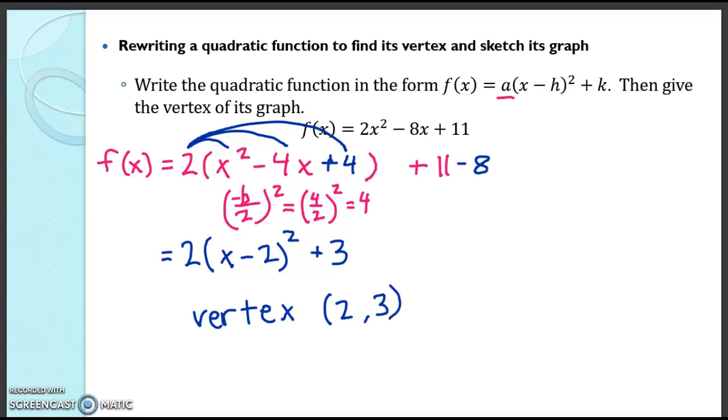Now, if this was a negative 2, we'd want to factor out the entire negative 2 and not just the positive 2, so that we could end up completing the square nicely as well and getting it into that vertex form. So there's rewriting a quadratic function to find its vertex and sketch its graph.